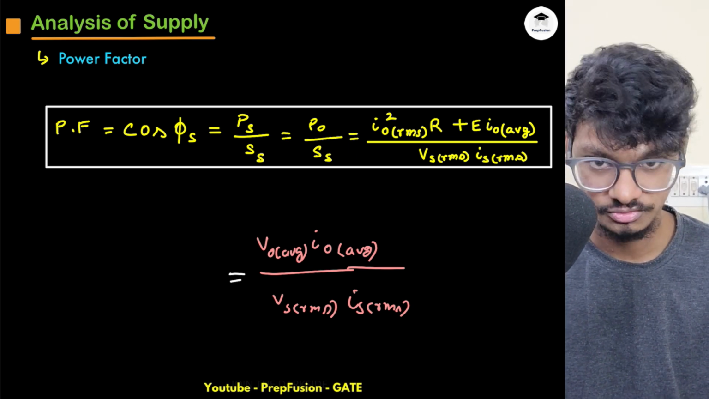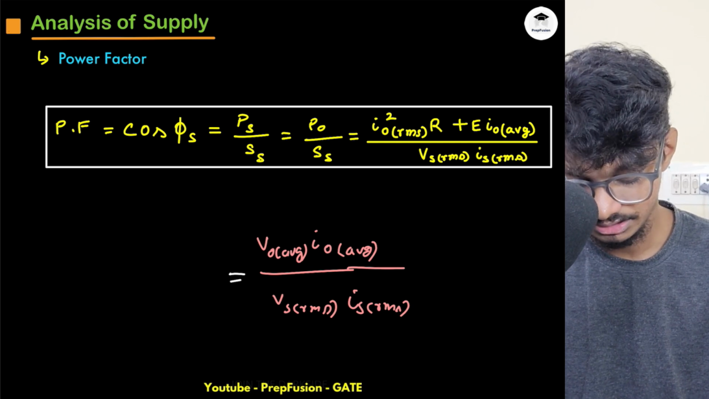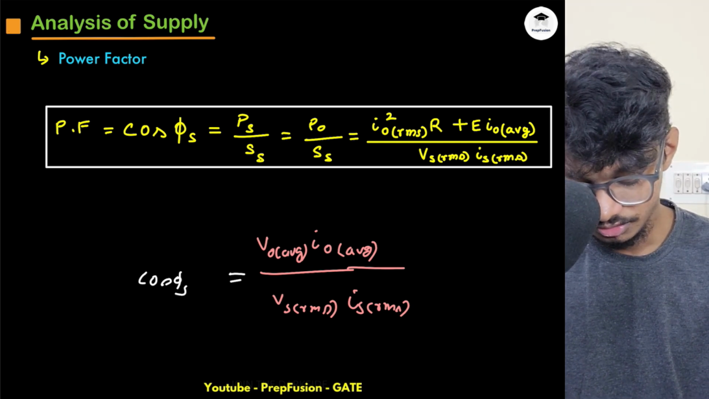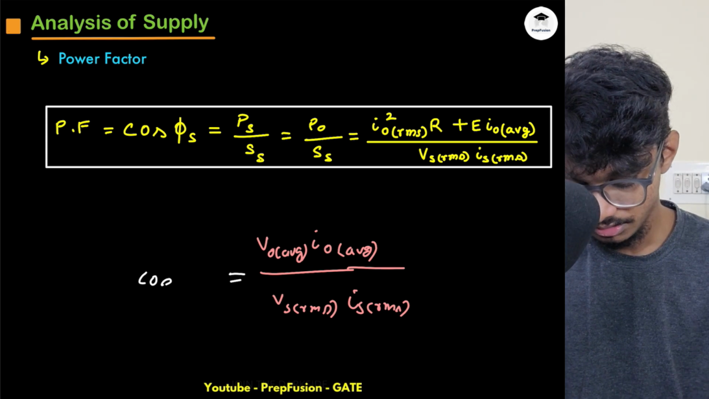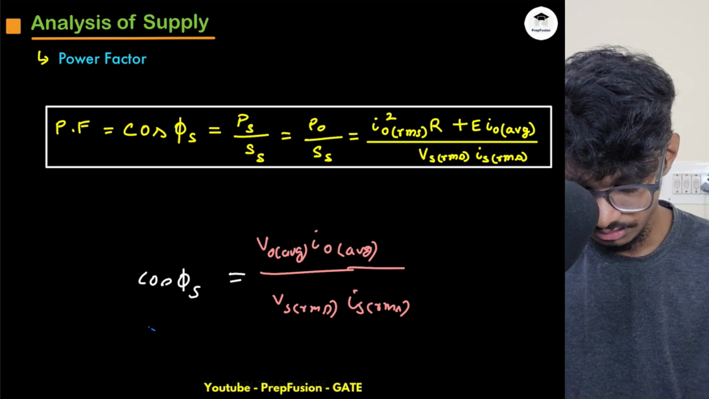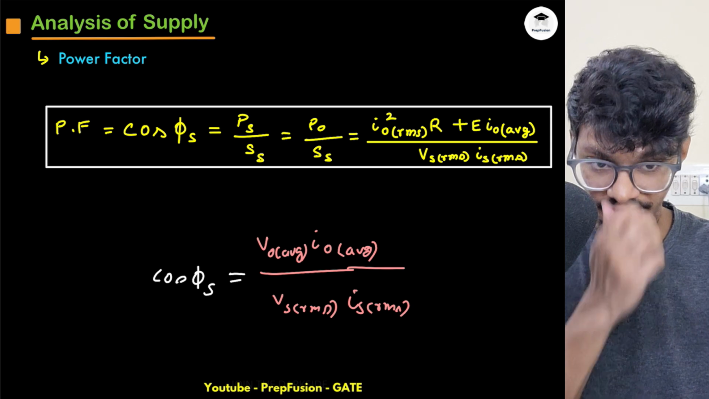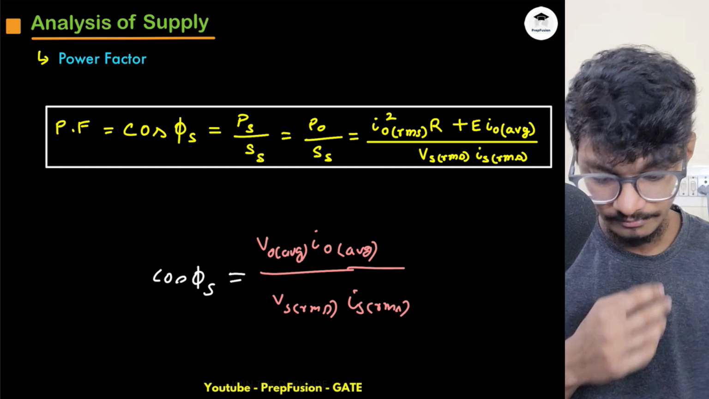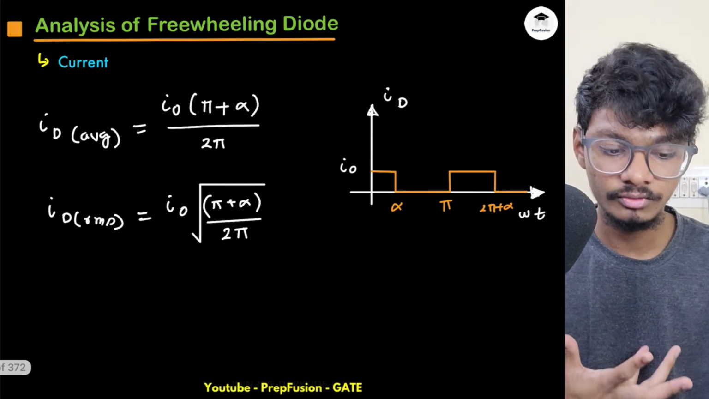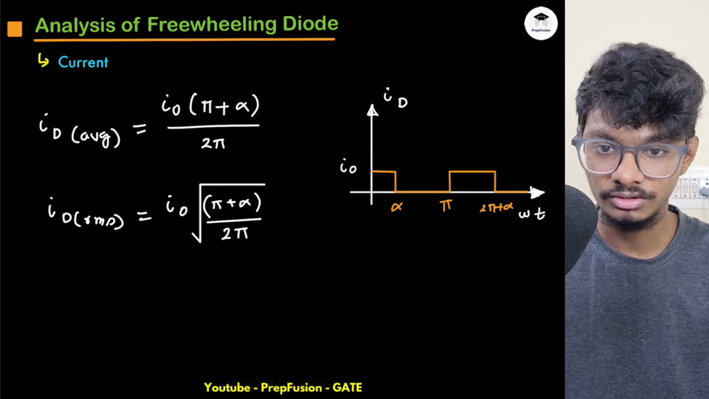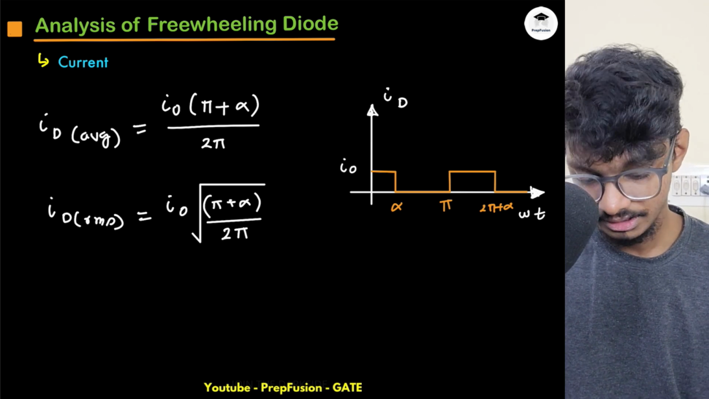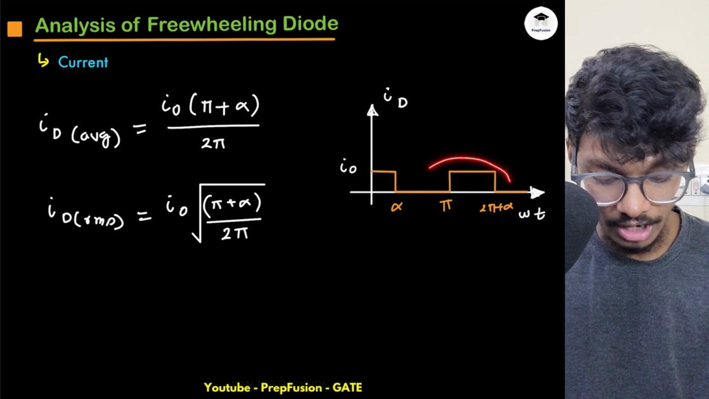Mathematical ones, at least conceptual, they can ask, but mathematical they don't ask. Okay. So this is the analysis basically about the full wave half wave rectifier with RLE load, right? And for the freewheeling diode, what will be the currents? For the freewheeling diode, the currents will be something like this. Just the opposite, right? Just the opposite, because for how much time is it conducting?